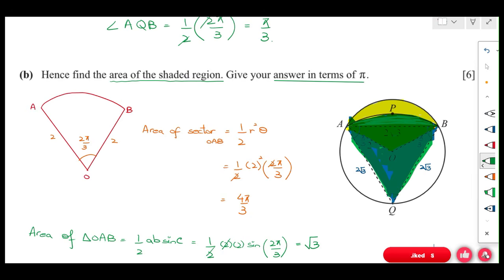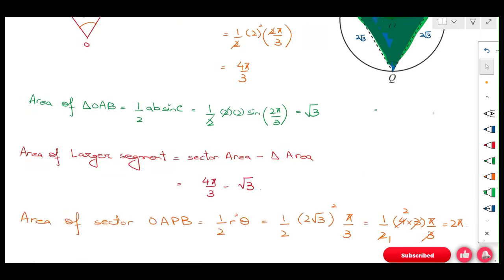So from the larger, I have this total area, this one and this area. This one is shaded in the diagram only, right? So how do we get this one? From the larger segment, subtract the smaller one, you will get the shaded area.